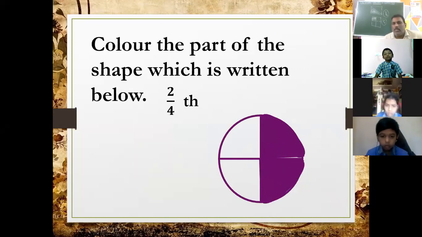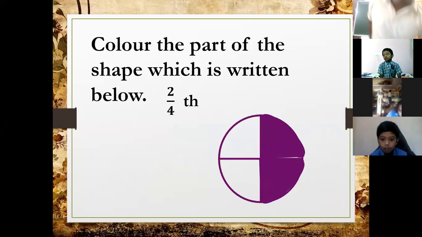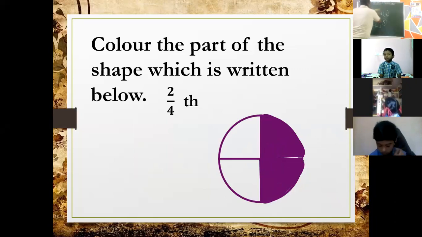Color the part of the shape which is written below, 2 by 4. A circle is divided into four equal parts. They are asking to color 2 by 4. Out of four parts, you have to color two parts. So two parts you have to color. 2 by 4 is the answer.